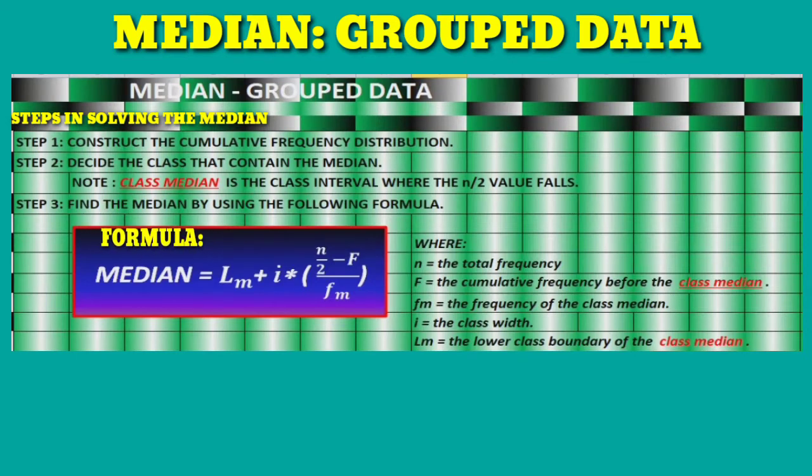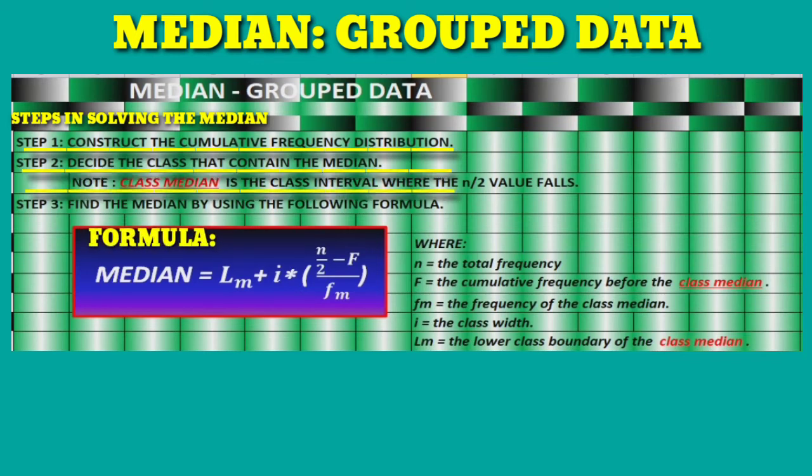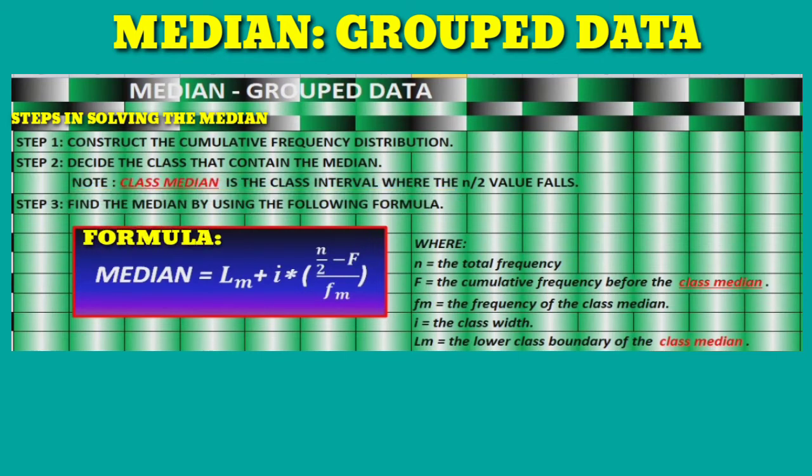There are three steps in solving the median for group data. Step 1. Construct the cumulative frequency distribution. Step 2. Decide the class that contains the median. Note that the class median is the class interval where the n/2 value falls. Step 3. Find the median by using the following formula.